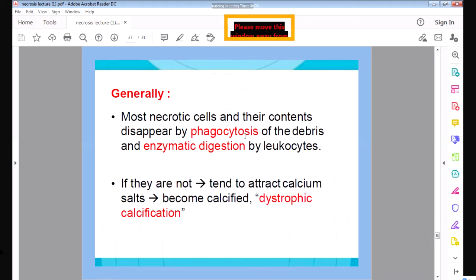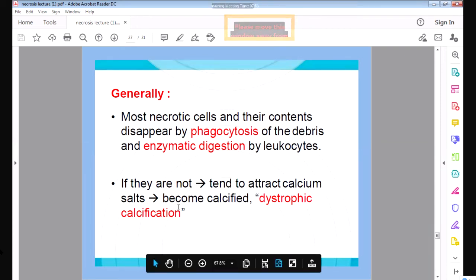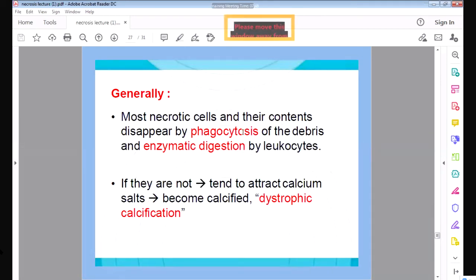So first is this. Secondly, what will happen? I told you, like fat necrosis, they will combine with calcium and become calcified, and this is called calcification. So there are two fates of necrotic cells. First, they undergo phagocytosis. This is the most common. The necrotic cell will be digested by the leukocytes, and the second is they will combine with calcium and become a calcified white deposit. That is called calcification.